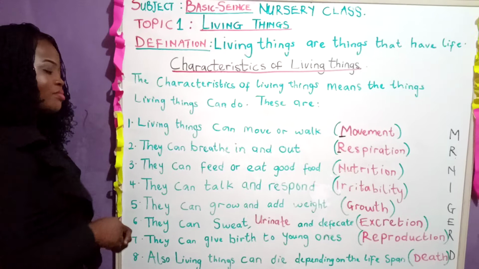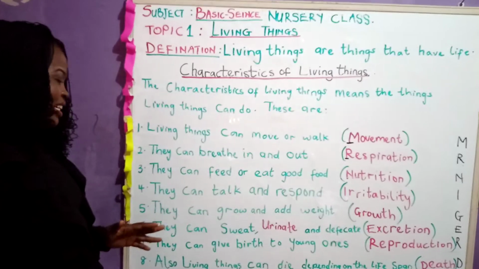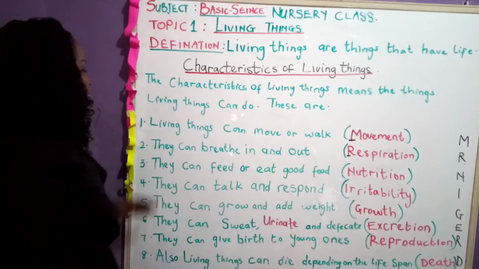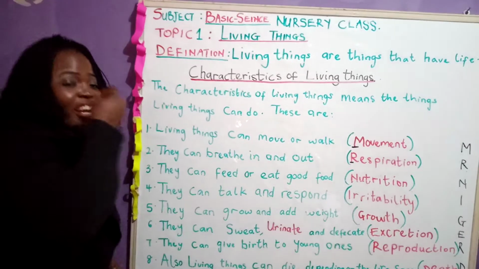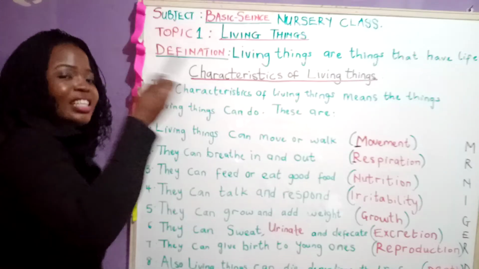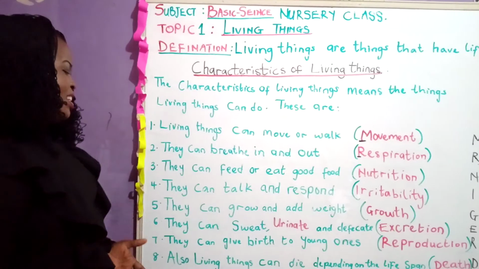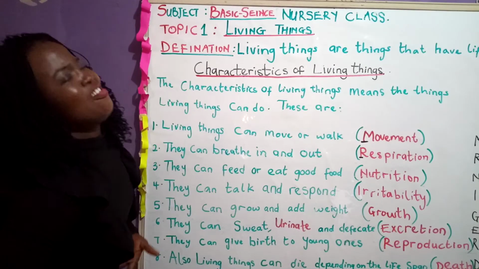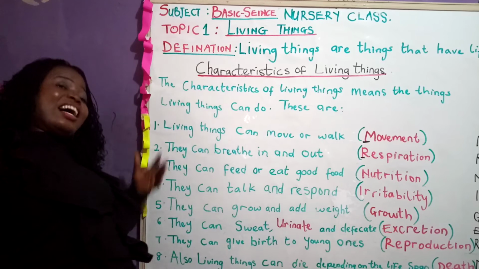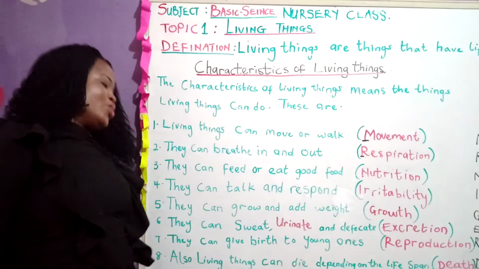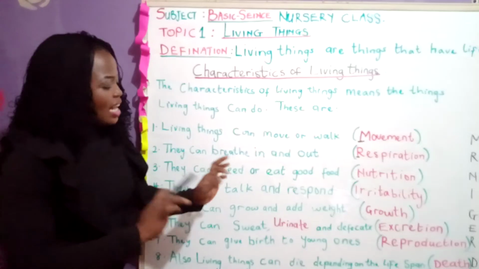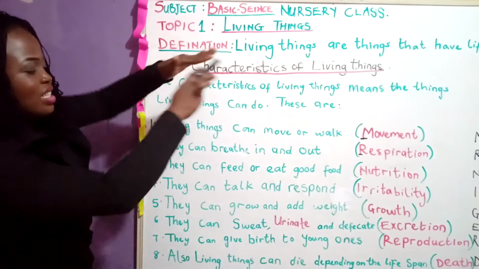Once again, for you to get it easier, you know that living things can move, living things can breathe, living things can feed or eat, living things can talk as I'm talking, living things can grow, living things can urinate, living things can sweat, living things can give birth to young, but all living things can die. So there's no living thing that cannot do all this. All living things must do this.